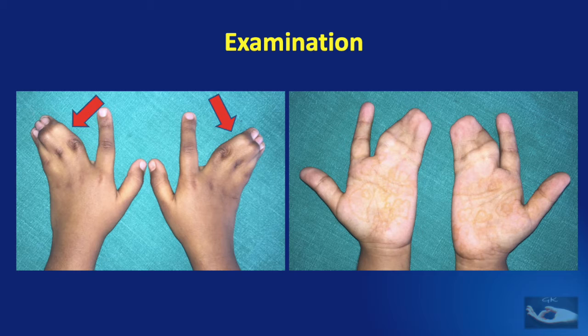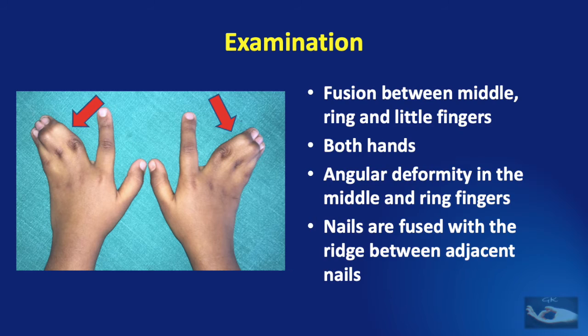As in this patient, where the middle, ring and little fingers have been involved, the middle finger and the ring finger have restricted growth, which can be seen by the angulation in the fingers, both on the sagittal axis and the coronal axis. So this child has a fusion between the middle, ring and little fingers involving both hands, and there is an angular deformity in the middle and ring fingers.